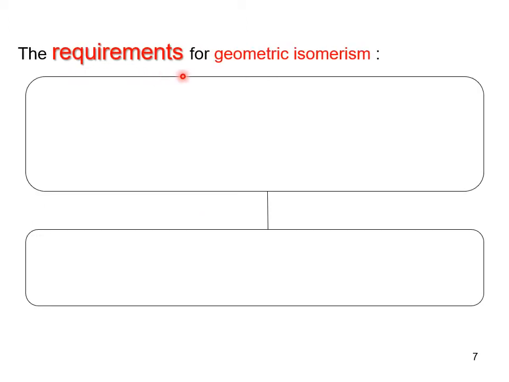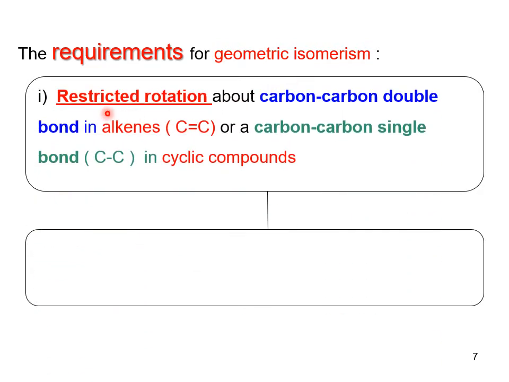So the requirements for geometrical isomerism: first, restricted rotation about a carbon-carbon double bond in alkene, C double bond C, or a carbon-carbon single bond in a cyclic compound. This is the rigidity of geometrical isomers, a carbon-carbon double bond or carbon-carbon single bond in a cyclic compound.